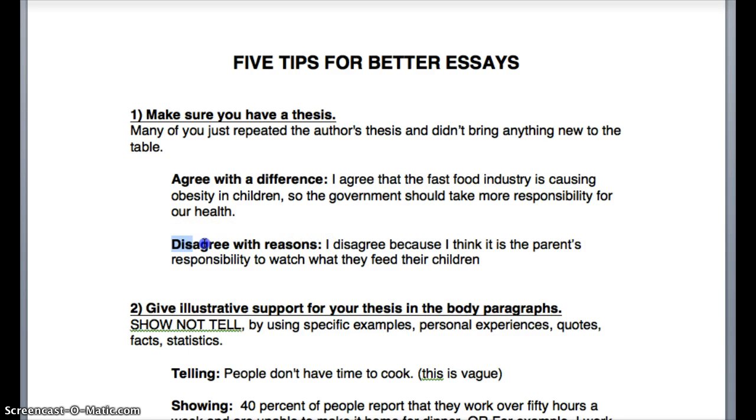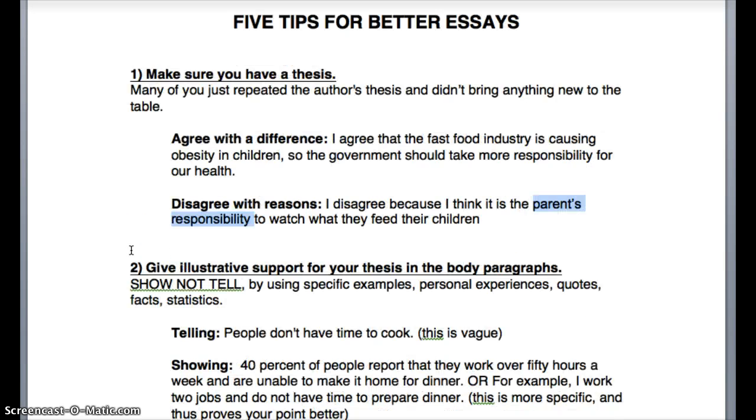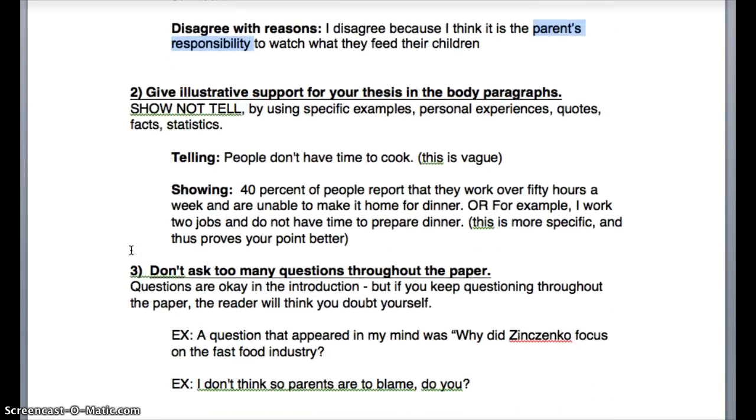Disagree with reasons is another way to state a thesis. Here's a good example. "I disagree because I think it is the parents' responsibility to watch what they feed their children." Therefore, in this 2-page essay, this writer is only going to focus on parents' responsibility. Okay? You want to keep your essays focused, but that's another point. All right, moving on to number 2.